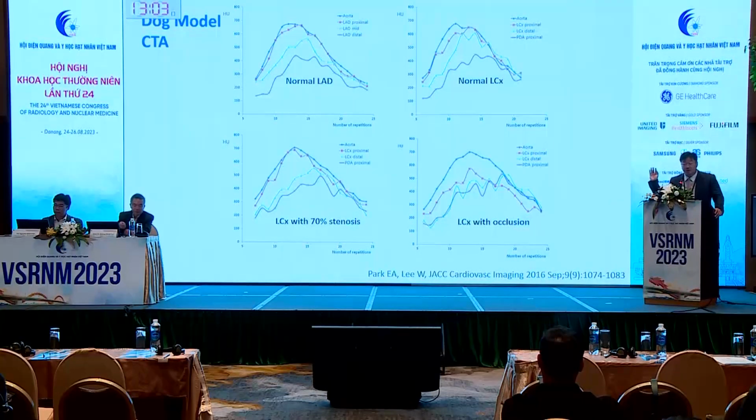That means the distal coronary artery always has a lower attenuation than the proximal, whether or not there is a coronary artery stenosis. In case of occlusion, the distal segment is sometimes higher than the proximal at some moment.